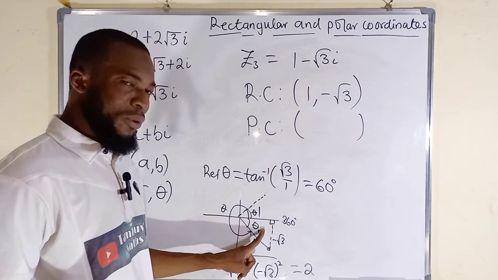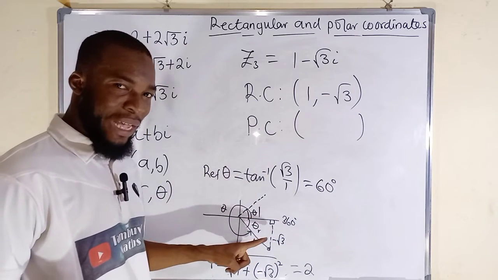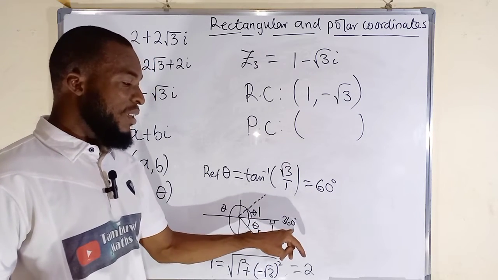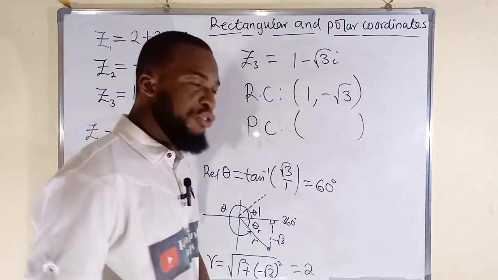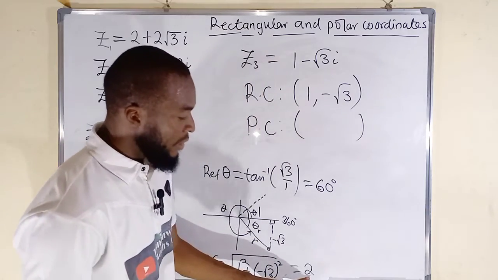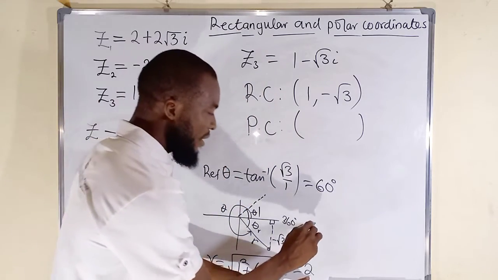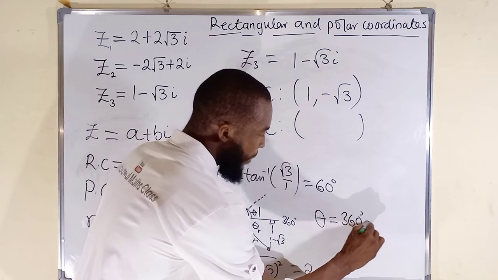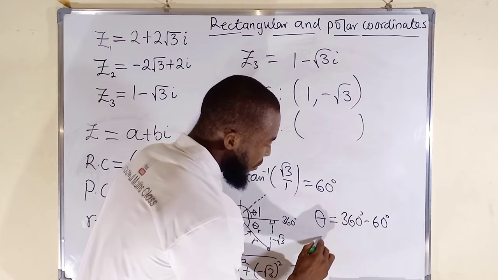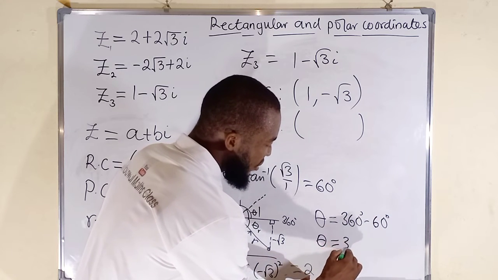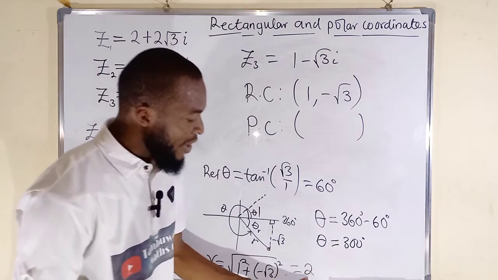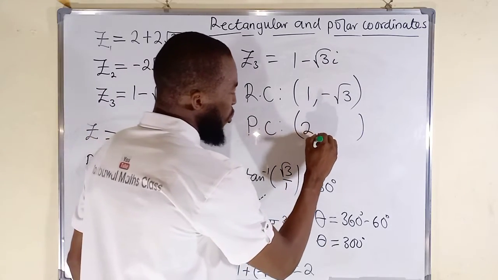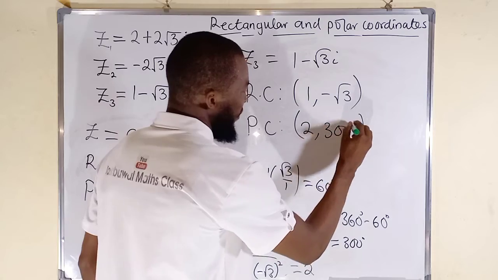We just obtained this angle, but we are looking for the angle from the back, from the standard position. So if you take away 60 from 360, you'll be left with what? 300. So our main theta, let me write it here. Our main theta is equal to 360 minus 60, which is what? Equal to 300 degrees. So we have our r as 2 and theta as 300. So we have 2, 300 degrees.